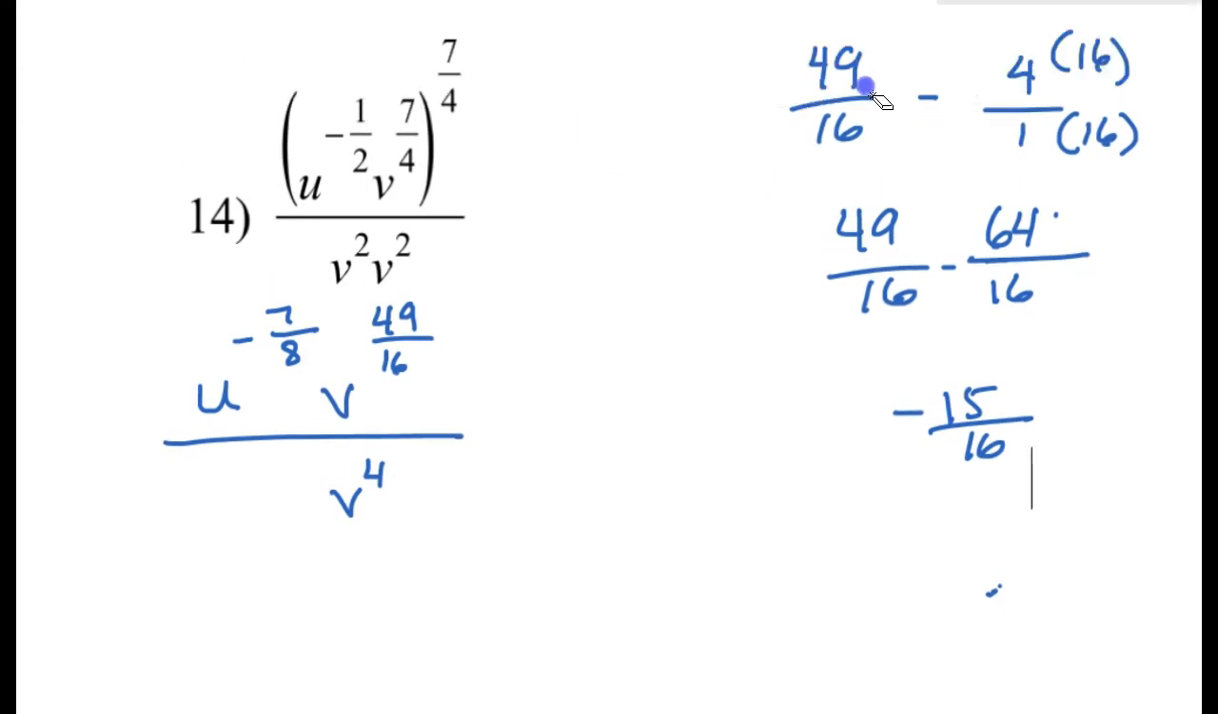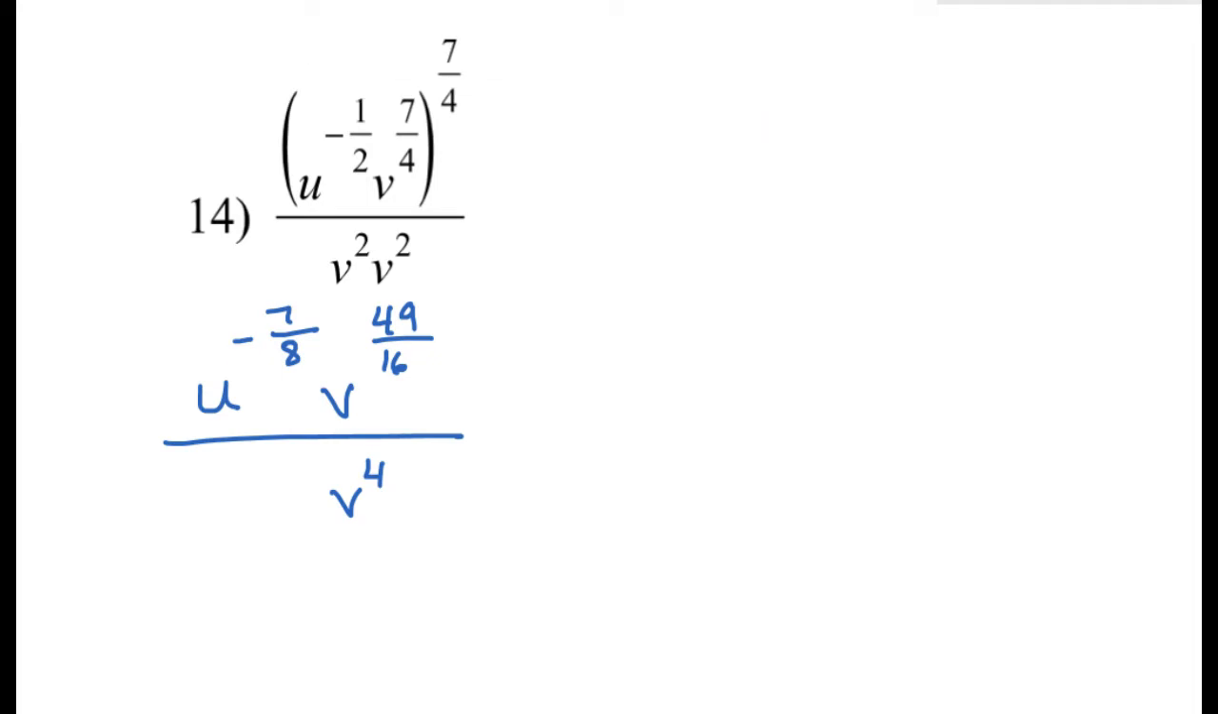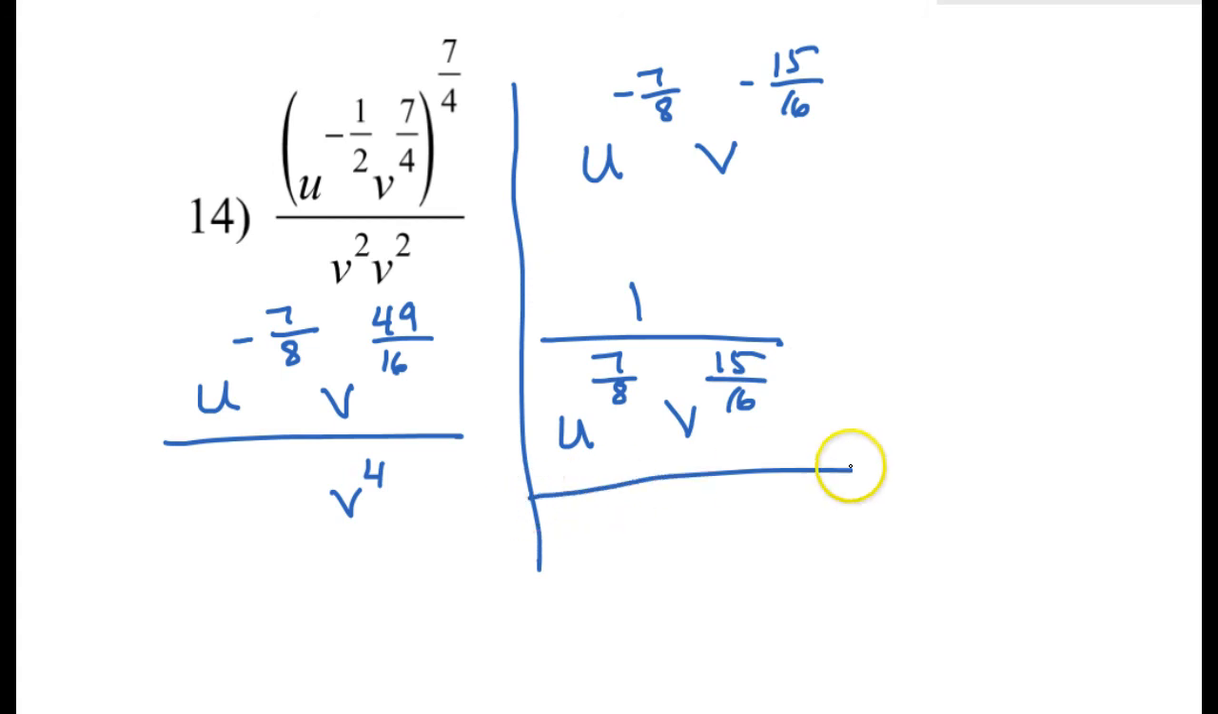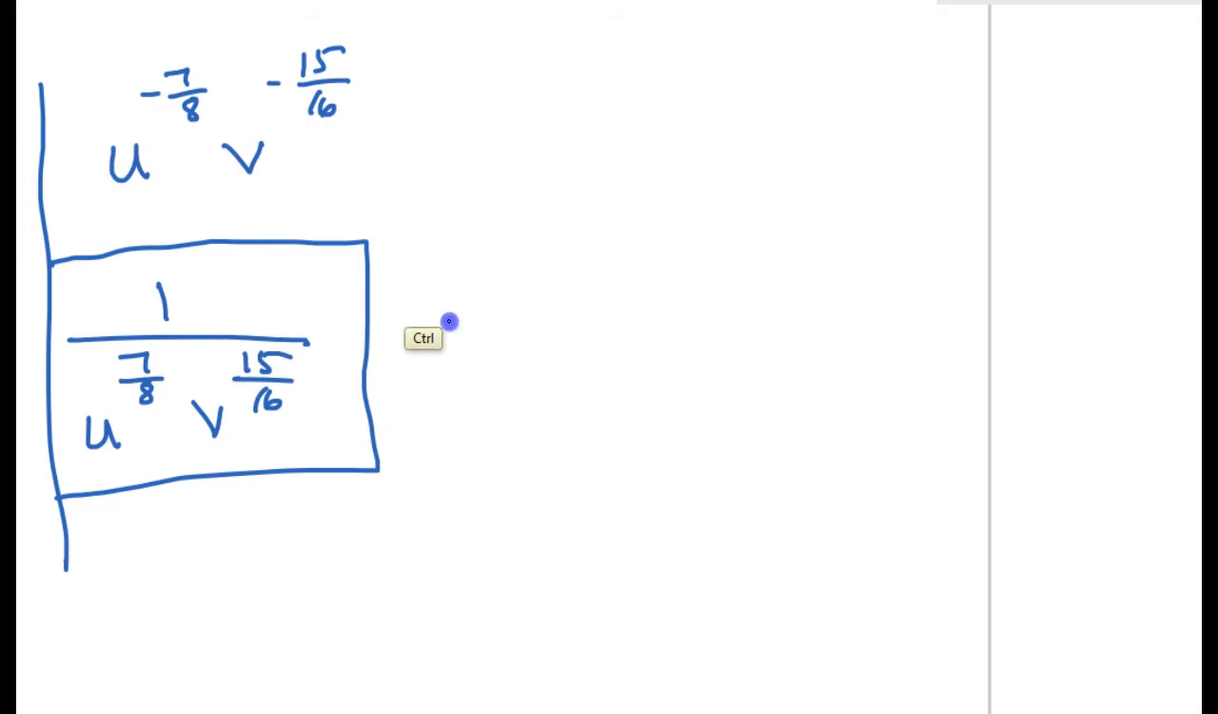Okay, so that means now I have u to the negative 7/8 power times v to the negative 15/16. So if we ignore the rule about not being allowed to have fractional exponents in the denominator, we would get 1 over u to the 7/8 power v to the 15/16 power. Okay, and so we decided that we're not going to be picky about making you get rid of the fractional exponents in the denominator, so we will accept this as an answer.